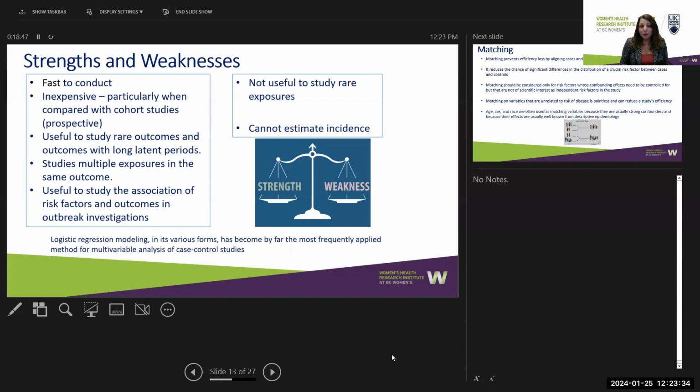Again, because we're measuring at one point, we cannot estimate incidence. And usually for case control studies, based on my experience, the model we use most is logistic regression. Most case control studies use logistic regression because we have an outcome of yes or no. We can have a categorical or 1-0 exposure, and we have different covariates.